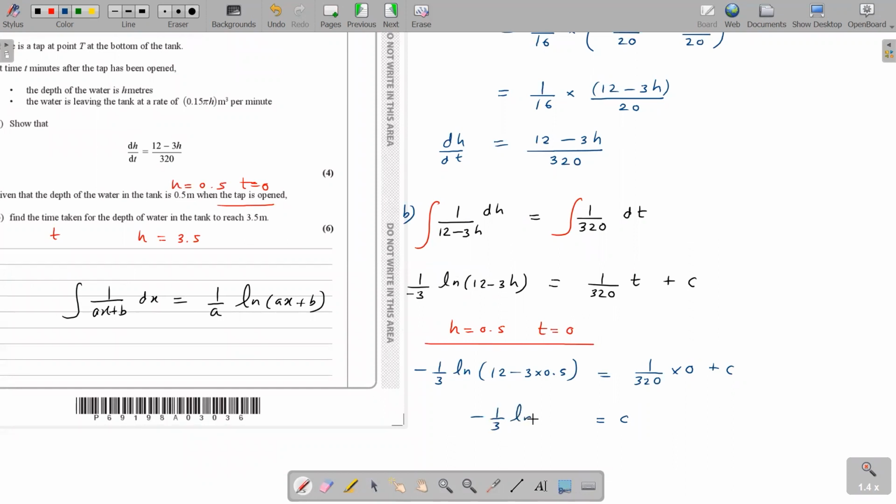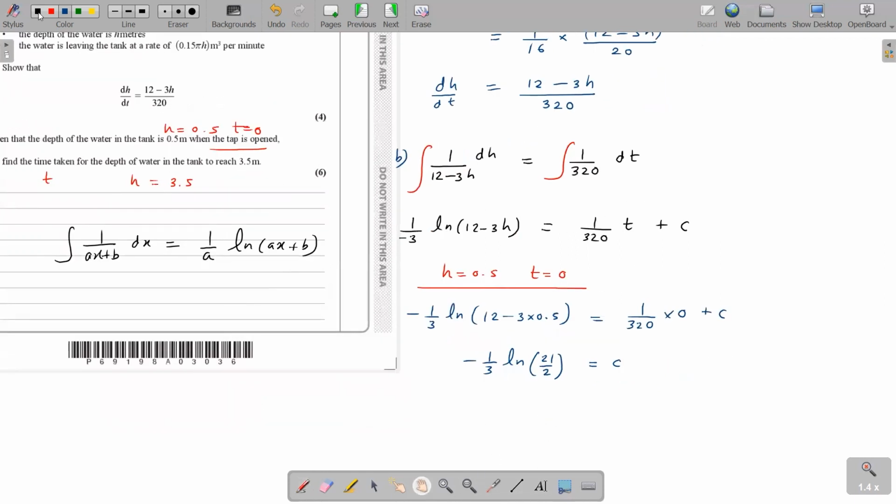Minus 1 over 3 ln. How much is 12 minus 3 into 0.5? 3 into 0.5, how much? 21 over 2. Okay, and then this is the c value. Let's input that into our main equation again. Minus 1 over 3 ln 12 minus 3h equals 1 over 320 t. The c value is minus 1 over 3 ln 21 over 2.